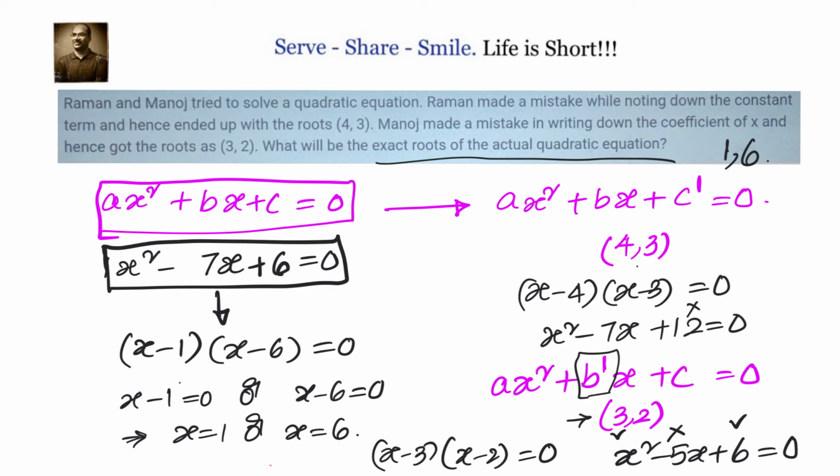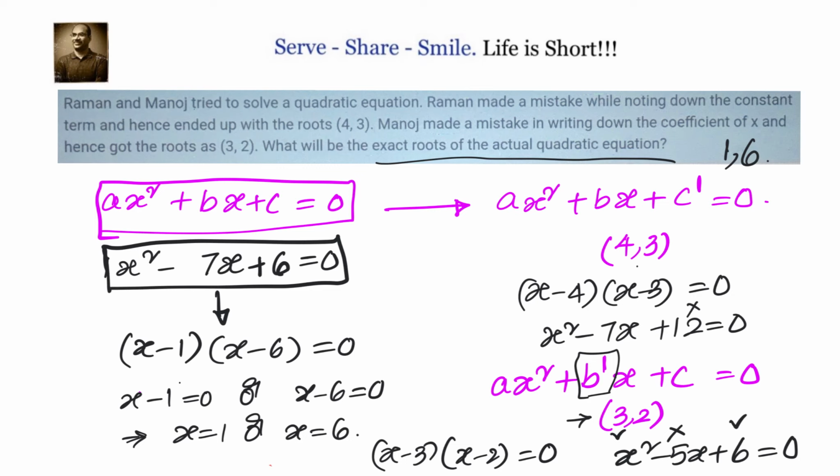We have been told that Manoj made a mistake in writing down the quotient of x. So the quotient of x square and the constant term are correct, and he got the roots as 2, 3. In this scenario the quadratic equation will be x square minus 5x plus 6 equals to 0, which is x minus 2 into x minus 3 equals to 0. Now here the constant term and the quotient of x square are correct. That means the constant term is 6. So we know now that c equals 6.